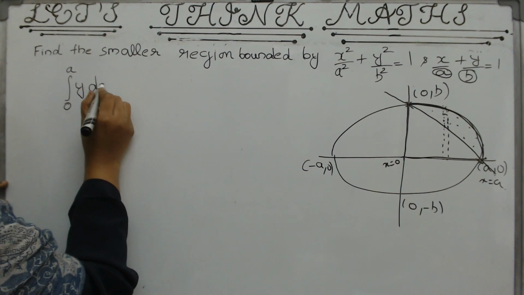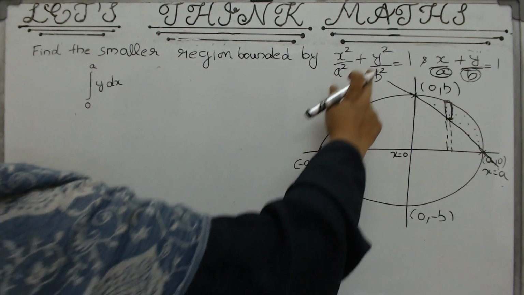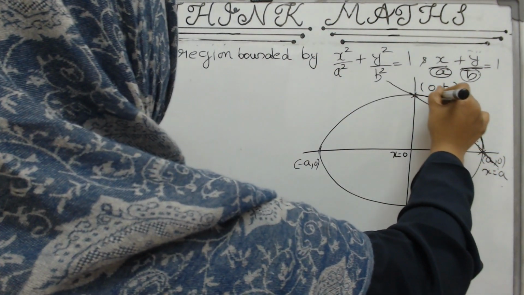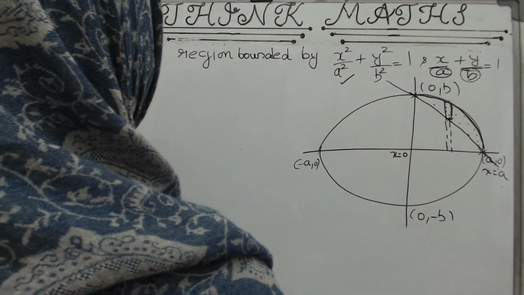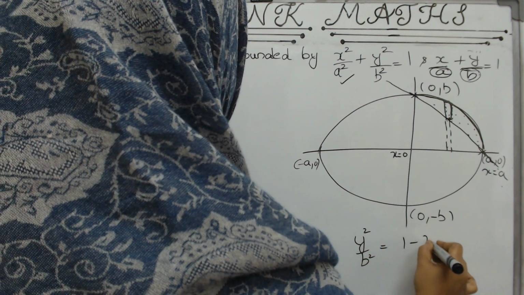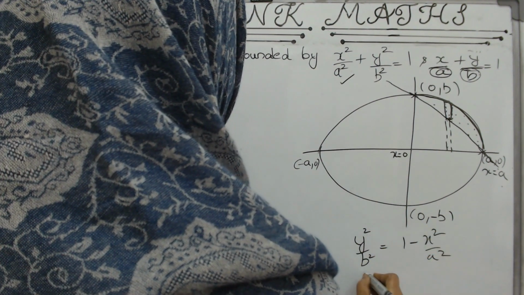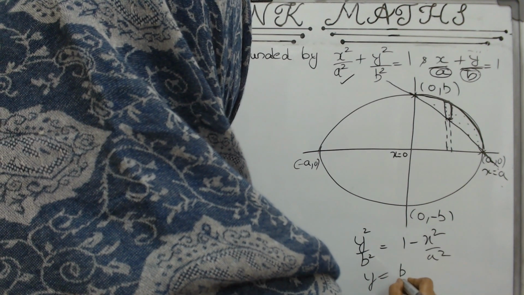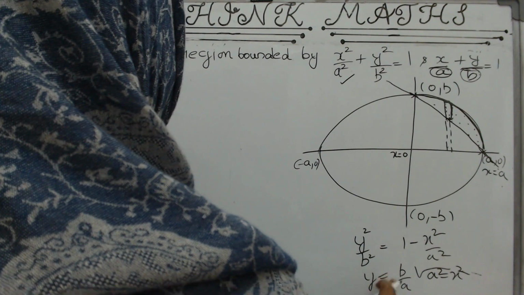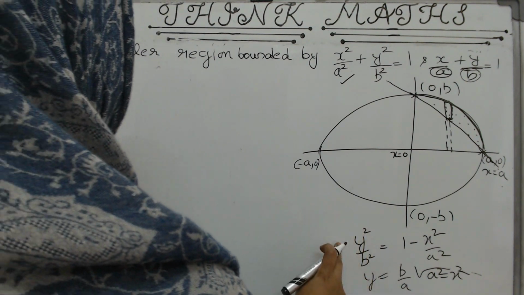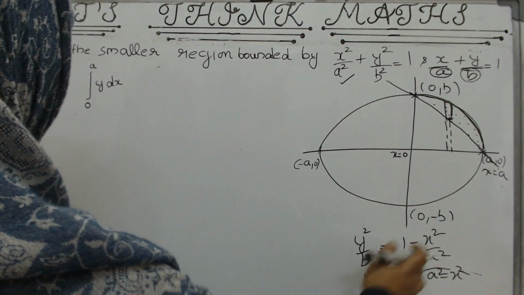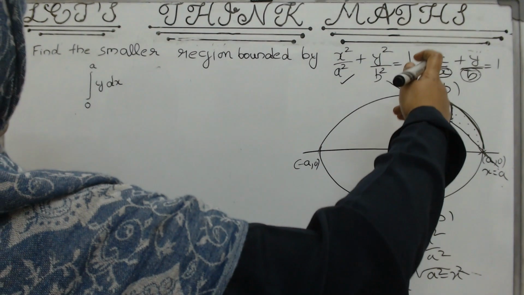What will give you the y? The curve we are dealing with right now is the ellipse, so this equation will give you y. And what will that y be? y²/b² will be 1 minus x²/a². And finally you will get y equal to (b/a) times the square root of a² minus x². Remember, when we deal with y², we will always get a plus or minus answer, but we are considering only the plus because we are dealing with the first quadrant.